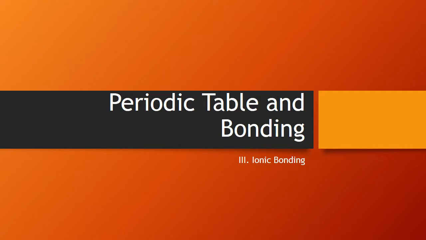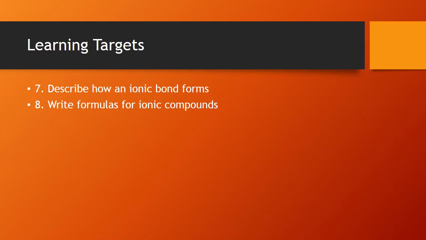The third lesson in our periodic table and bonding unit is on ionic bonding. We have two learning targets for this lesson. We want to be able to describe how an ionic bond forms, and we also want to be able to write formulas for ionic compounds. We'll start with number 7, describing how an ionic bond forms.